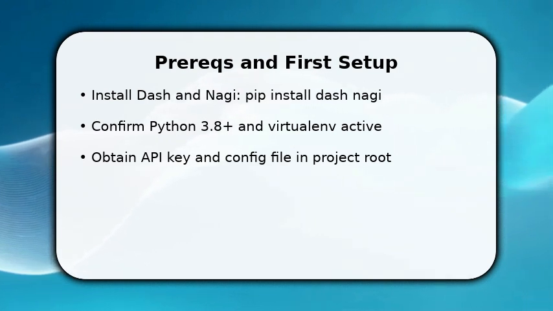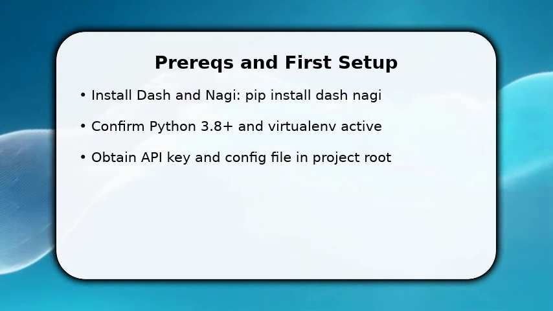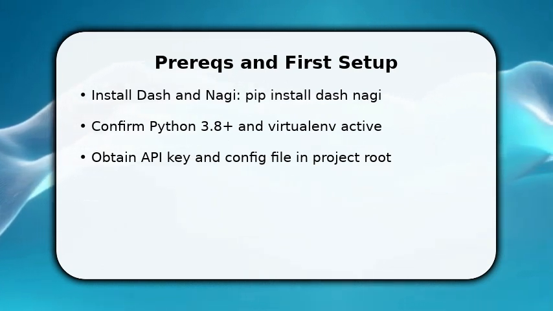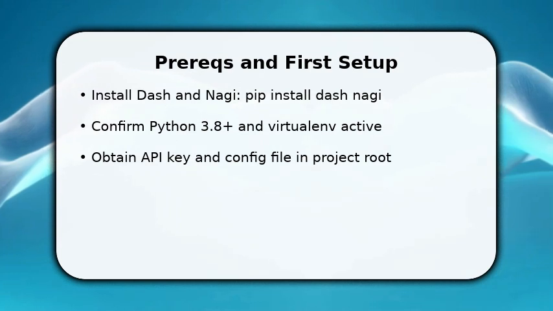You then create a minimal Dash app file and import the Nagi client. This establishes the integration entry point. Make sure to enable logging at debug level so you can see connection handshakes. Now run the app once to verify imports succeed.